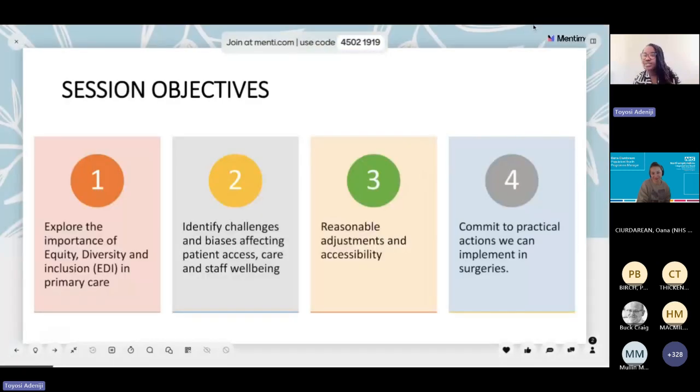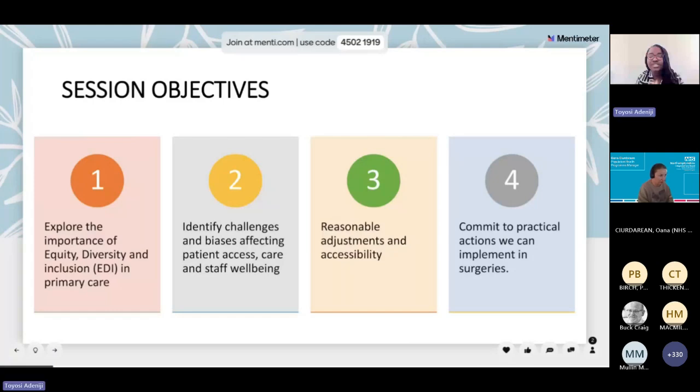In terms of the objectives: to explore the importance of EDI in primary care, identify challenges and biases, think about possible adjustments and accessibility, which I think we've touched on already, and commit to practical actions that we can implement in our different surgeries.